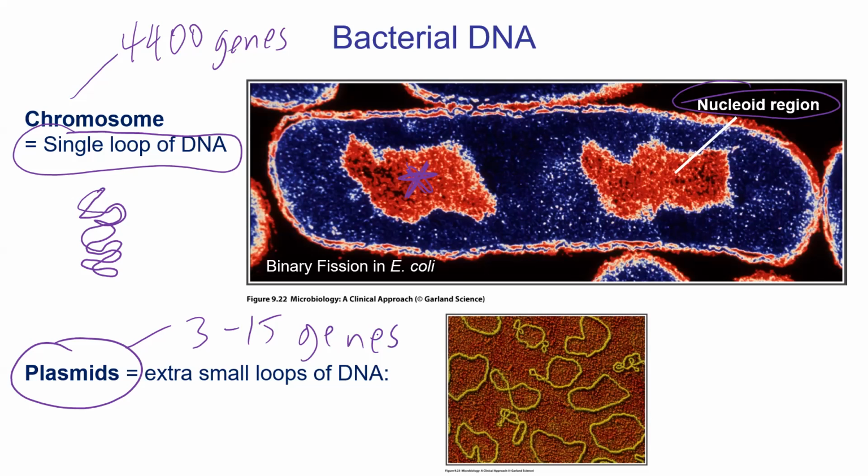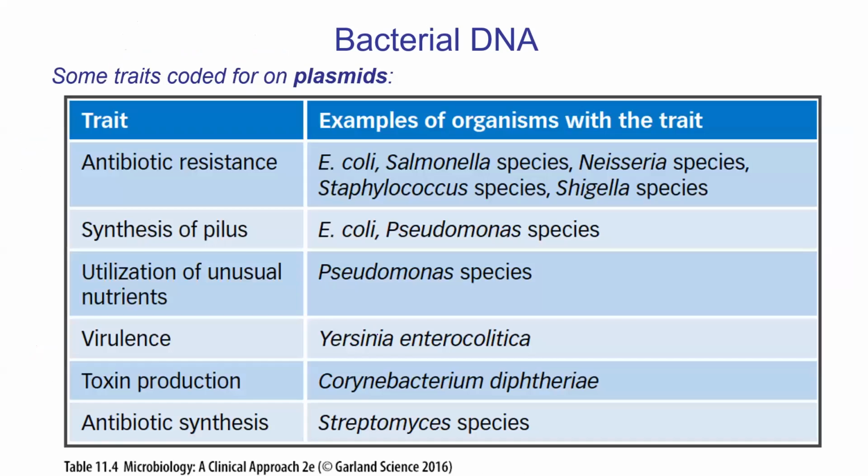And it's helpful though. Sometimes a few extra genes can mean you're going to survive, right? So I'll show you some examples of genes that are coded on plasmids. This is the big one that we are concerned about in medical settings: antibiotic resistance. Plasmids can code for genes that can make organisms resistant to drugs. So this is a really big deal. And sometimes these plasmids can actually get shared between bacteria, which is kind of scary.